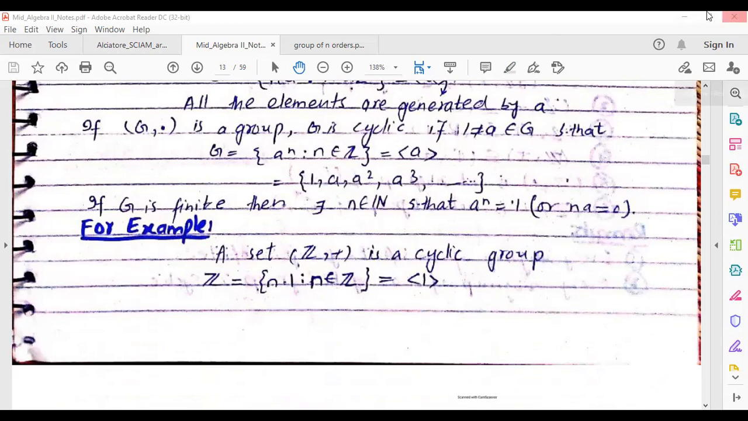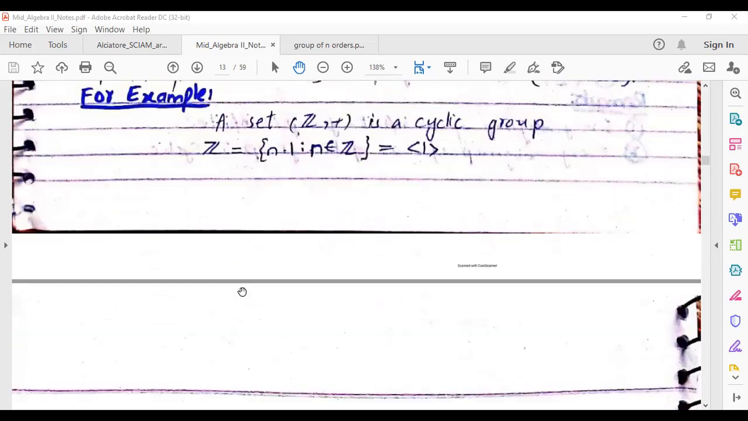For example, here we see one example of a cyclic group: the set of integers (Z, +) is a cyclic group. You know Z has the elements 0, plus minus 1, plus minus 2, and so on, and all these elements can be generated with the help of 1. 1 multiplied by 2 is equal to 2, 1 multiplied by 3 is equal to 3, and so on. So that's why here 1 is the generator of the set of integers.